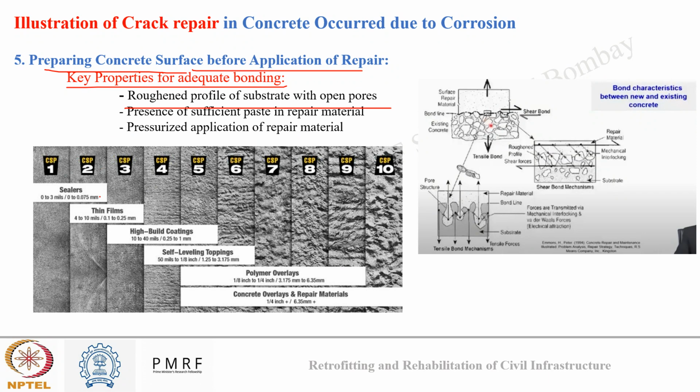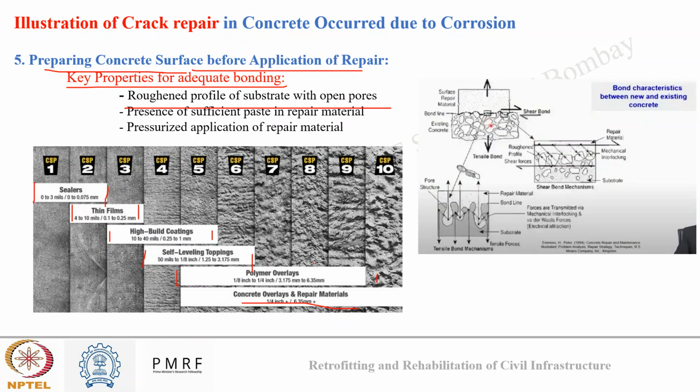Now in the image below, you can see a roughness scale which is divided into 10 levels. Suppose I am using a concrete overlay as a repair material, I need to have roughness of this scale. For polymer overlays, I need roughness of this scale. For self-leveling toppings, I need roughness of this scale. For high build coatings, I need a surface of this scale. For thin films, I need a much smoother surface. And for sealers, I don't need a much rough surface.